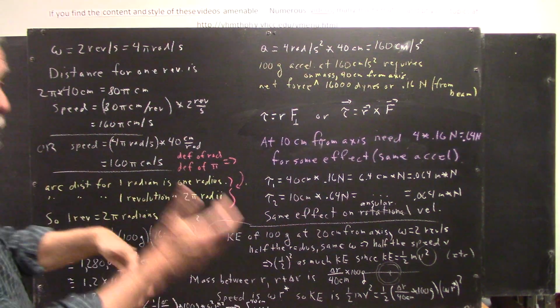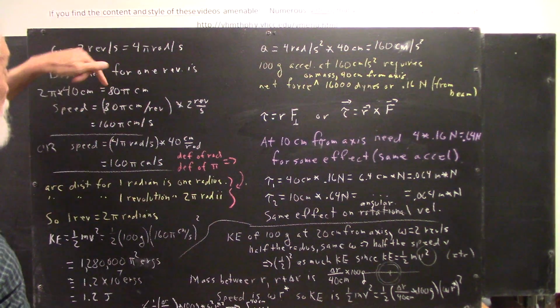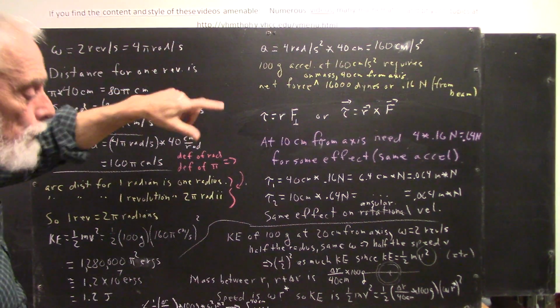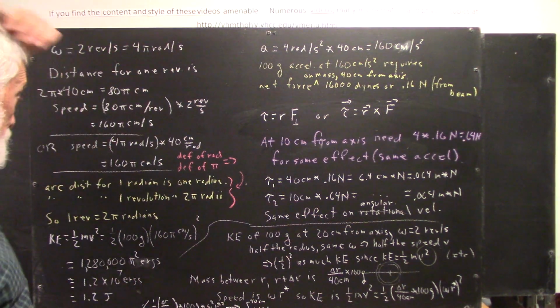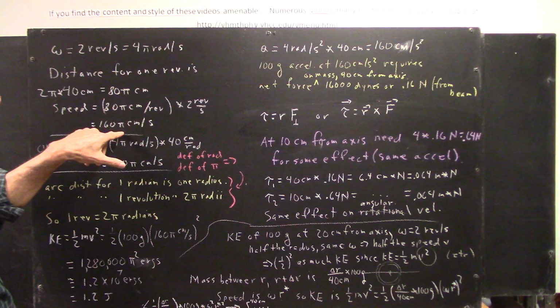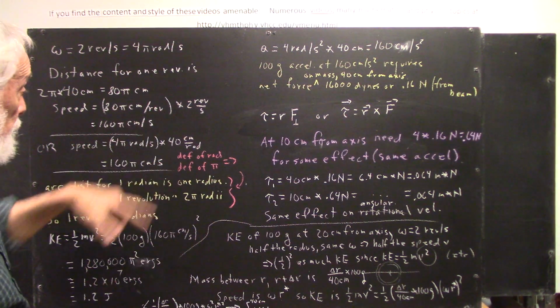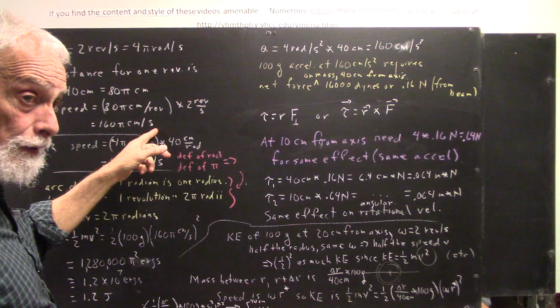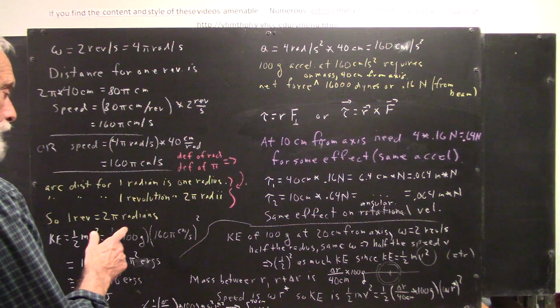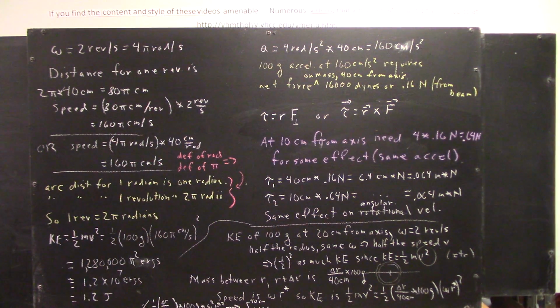If we're doing 2 revolutions in a second, and each revolution takes us through 80 pi centimeters of motion along the arc, then certainly at 2 revolutions per second, we're going to travel 160 pi centimeters every second. So there's the speed, and we can put that together with the mass and do 1/2 mv squared, and we get 1.2 joules. So we've got it.